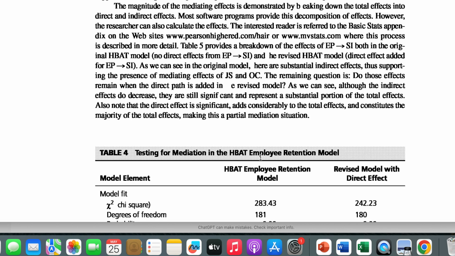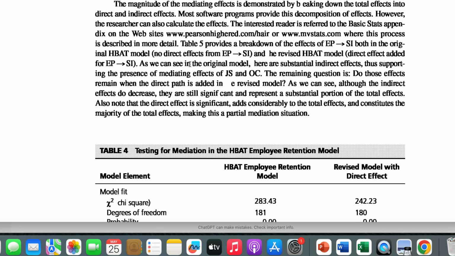The magnitude of the mediating effect is demonstrated by breaking down the total effect into direct and indirect effects. Most software programs provide this decomposition of effects. However, the researcher can also calculate the effects. The interested reader is referred to the basic steps on the website. These websites are available where the process is described in more detail.